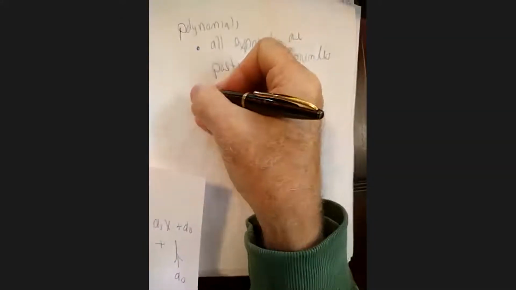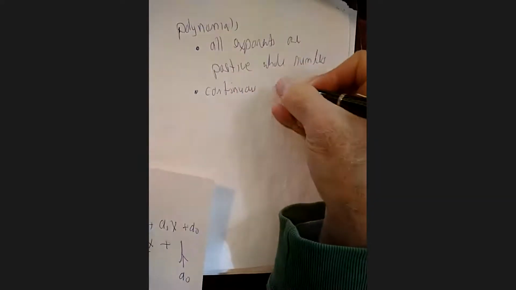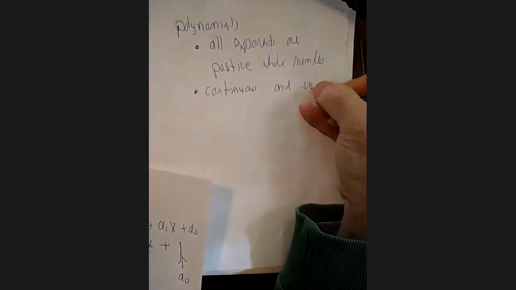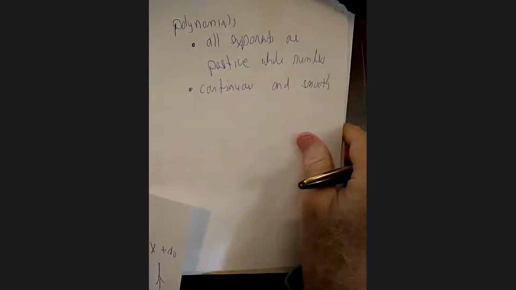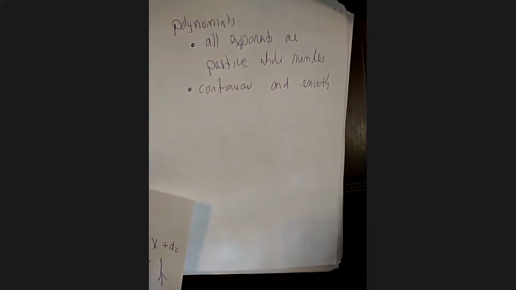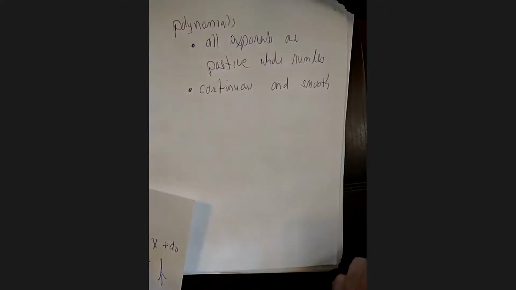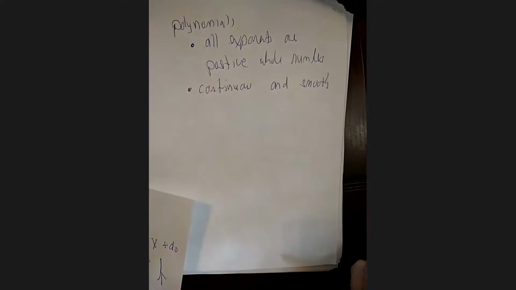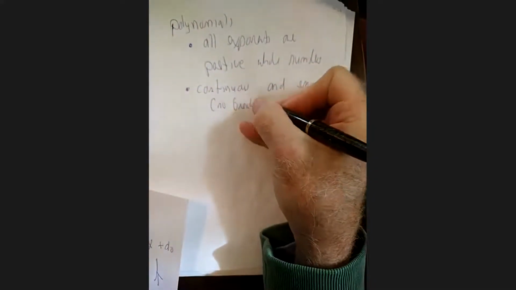Their graphs are continuous and smooth. Again, that's not so important in terms of being tested or quizzed on it, but it's just a property that when you graph a polynomial, and we'll talk a little bit about this in the video for next class, the graphs are always going to be smooth and without any corners or anything. So there's no breaks or corners.